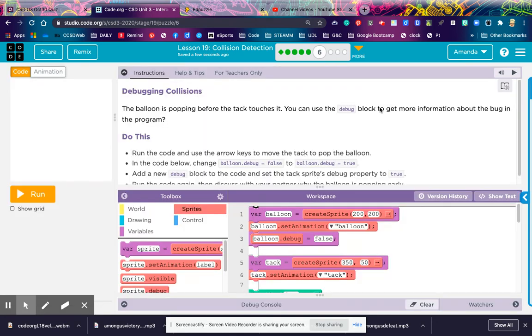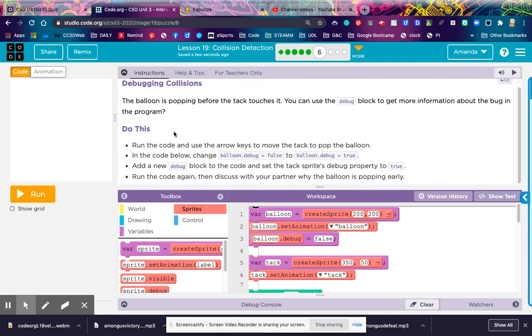Debugging collisions. The balloon is popping before the tack touches it. You can use the debug block to get more information about the bug in the program. Do this. Run the code and use the arrow keys to move the tack to pop the balloon. In the code below, change balloon.debug equals false to balloon.debug equals true. Add a new debug block to the code and set the tack sprite debug property to true. Run the code again and discuss.